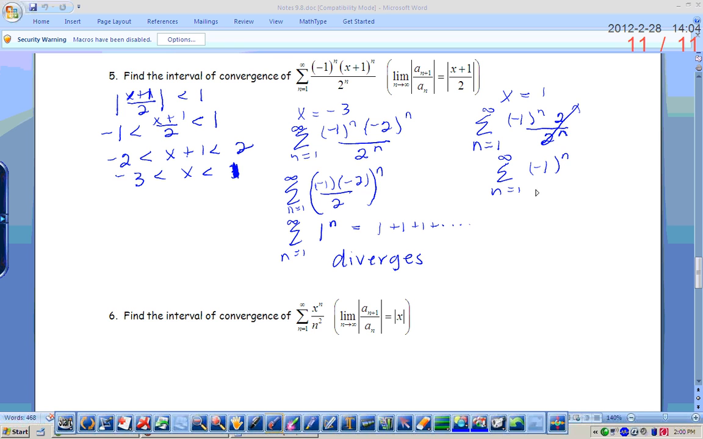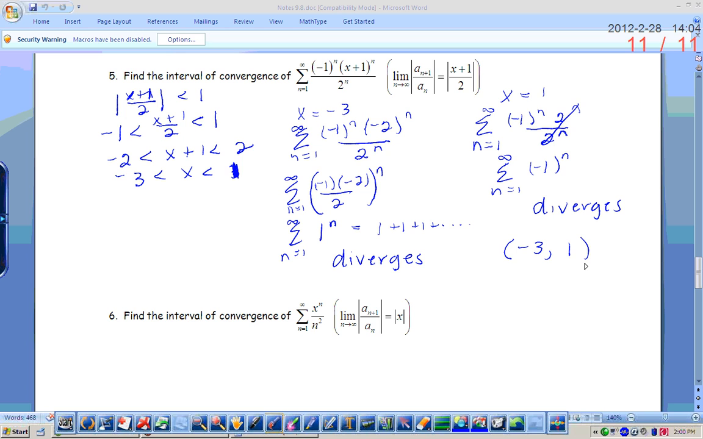If you think about it being geometric, r is negative 1, and the absolute value of r has to be less than 1. The nth term test, the limit as n approaches infinity of a sub n, is fluctuating between 1 and negative 1, does not equal 0. So either way, it diverges. Or it's an alternating series, and the limit as n approaches infinity of 1 does not equal 0. So neither endpoint is included on this one, so the interval of convergence is just negative 3 to 1.